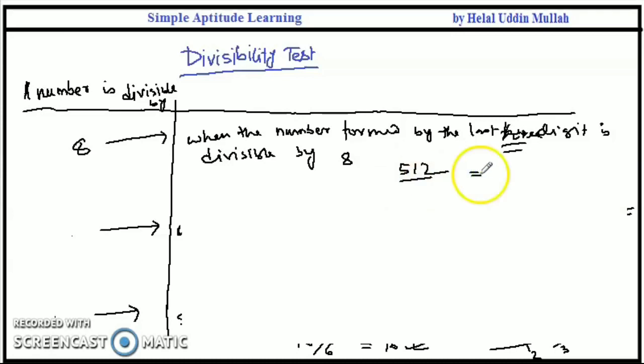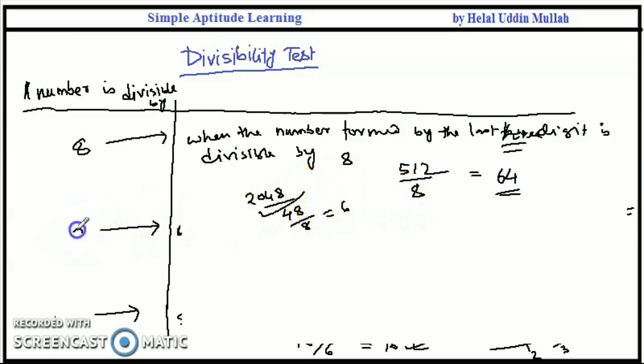If we divide it by 8, we will get the number 64, so it is divisible by 8 directly. Similarly, if we take the number 2048, its last digits are 48. If we divide 48 by 8, it is equal to 6. So 2048 will be divisible by 8.